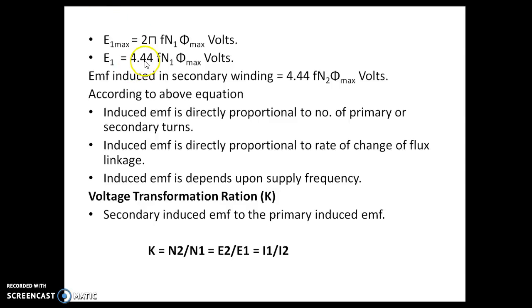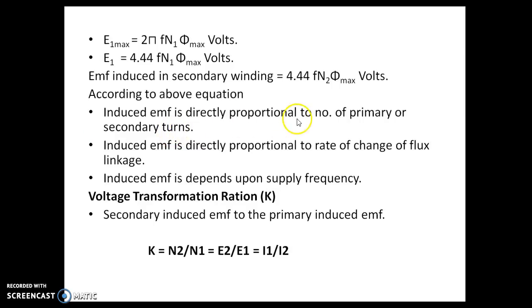So we put here E1 max equals 2 pi f N1 phi max volts. If we multiply, the value of pi is 3.141, and E1 is the RMS value of the induced EMF, so E1 equals E1 max by root 2, and putting all these values you will get 4.44 f N1 phi max volts. This is the EMF induced in a transformer. Similarly, on the secondary side, you will get E2 equals 4.44 f N2 phi max volts.